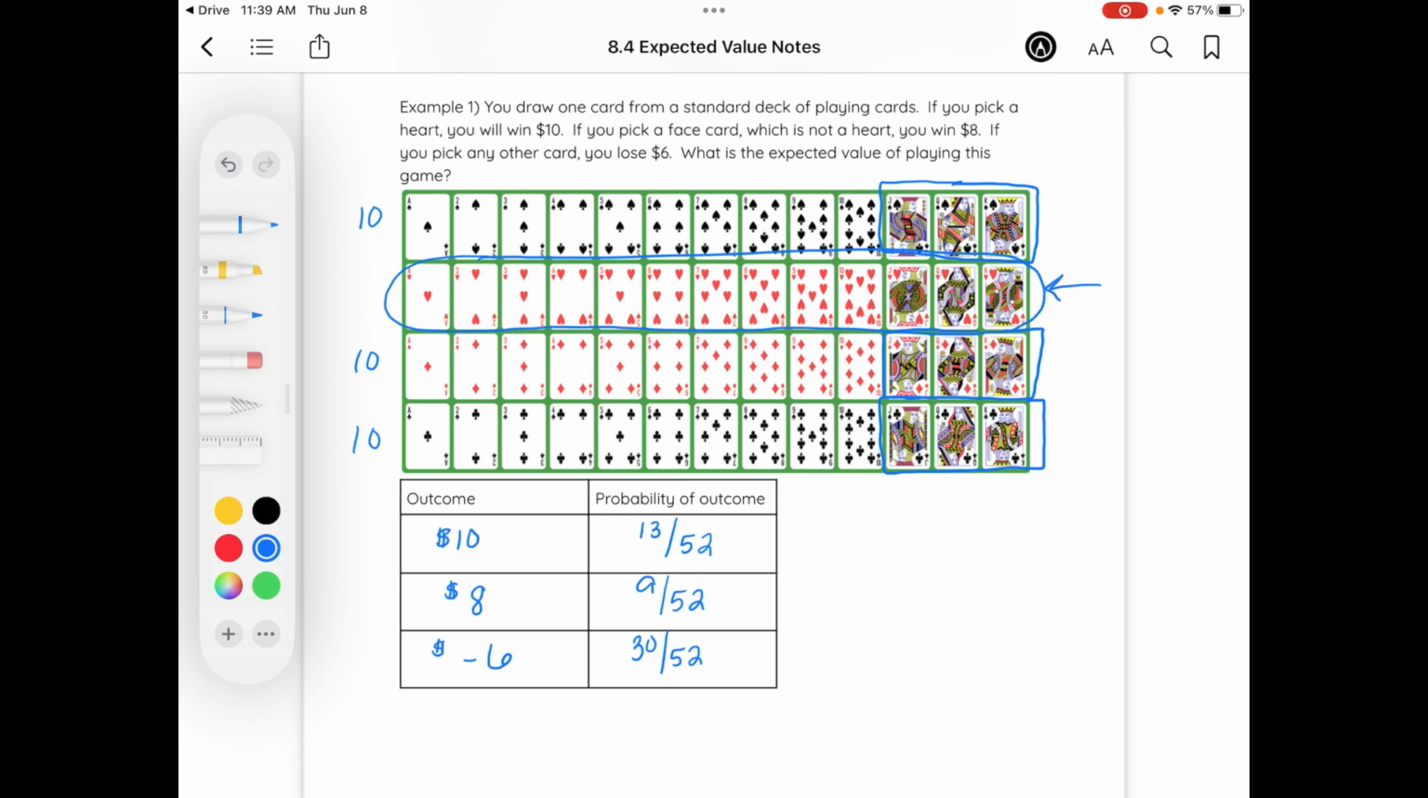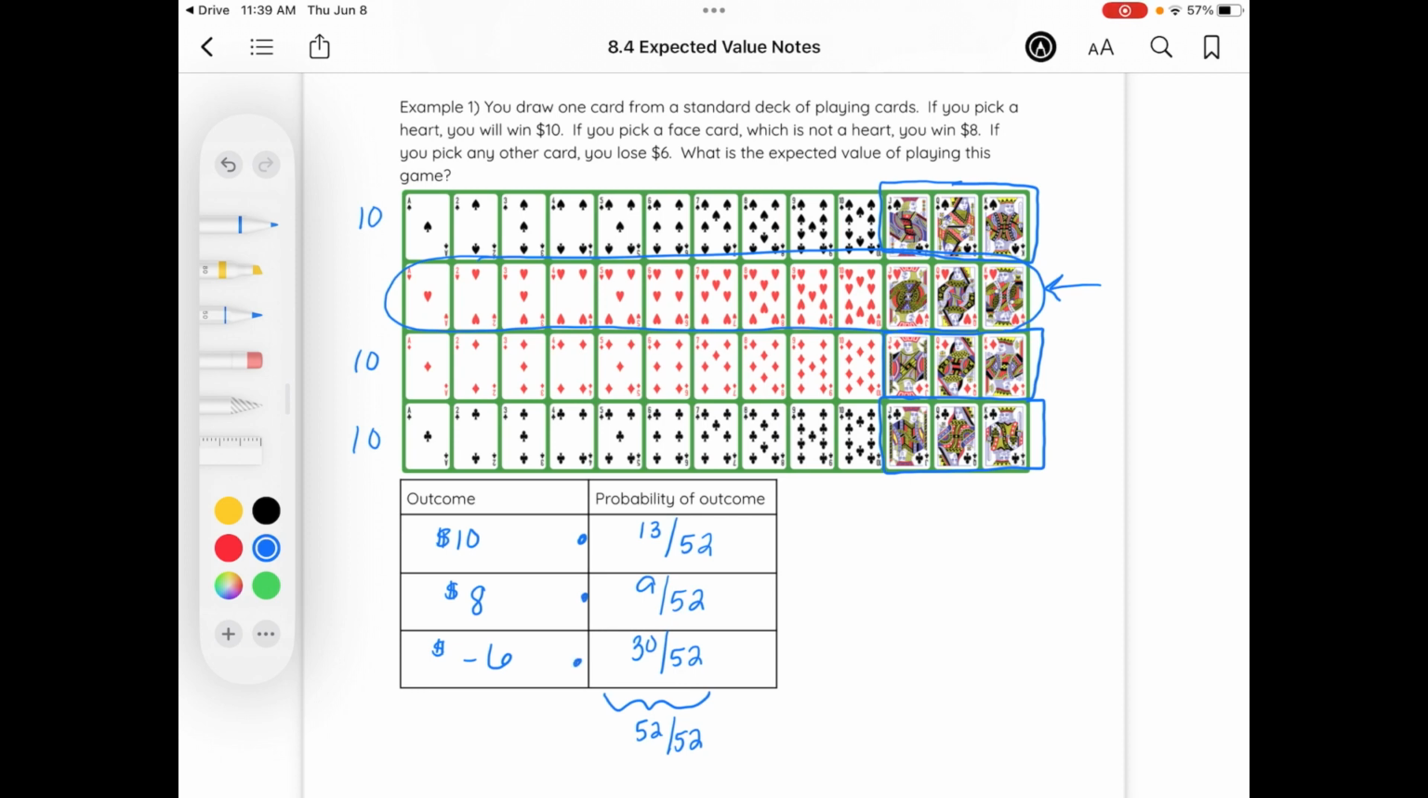So all the cards have been accounted for. And of course, we have 100% probability when we add all of our probabilities together. So we should just make note that we have accounted for all 52 out of 52 cards.